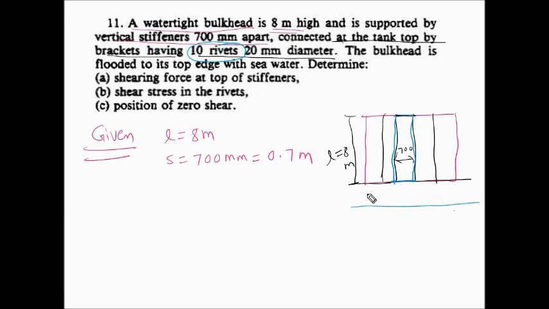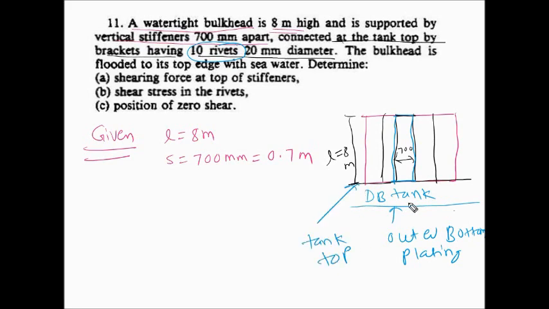So you have a double bottom. This is your tank. This is the outer bottom plating. This black color is your tank top. Now there are 10 rivets, and that will be only in a 700 spacing. There are 10 rivets in a vertical direction, you can say. Here there are 10 rivets only in a 700 spacing. So that you have to keep in your mind.